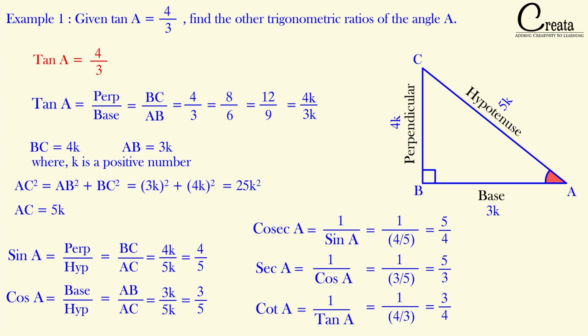Got it? How have we solved this question? We have used the Pythagoras theorem to find the missing dimension. Once we got all the 3 sides, we have simply applied the basic formula of all the 6 trigonometric ratios. So that's the solution. Let's move to question number 2.